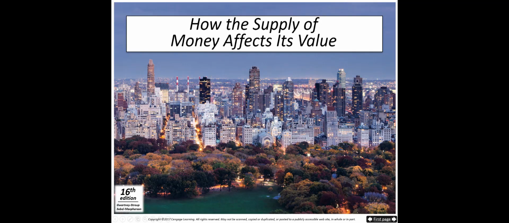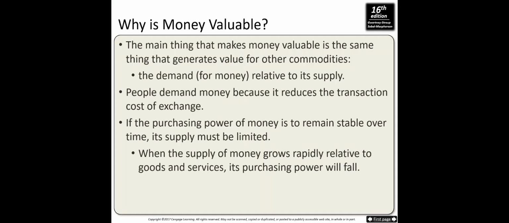Next, let's talk about how the supply of money affects its value. As you know, when the demand is higher than supply, prices are higher. So for money, the value will be higher when the demand for money is higher relative to its supply. People demand money because it reduces the transaction cost of exchange. If the purchasing power of money is to remain stable over time, its supply must be limited. When the supply of money grows rapidly relative to goods and services, its purchasing power will fall.